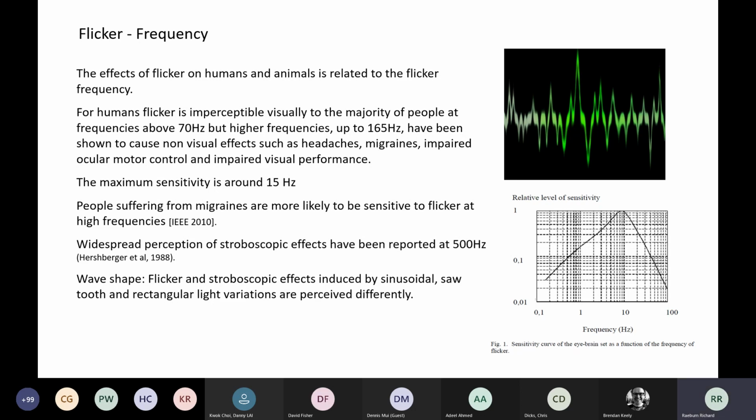People do suffer from things like migraines, and tend to be sensitive to flicker at the higher frequencies. And there have even been stroboscopic effects reported at 500 hertz, so that's quite high. But the biggest issue that we come across with high frequency flicker is with camera systems. Wave shape itself also has an effect on it. So we perceive different wave shapes differently.